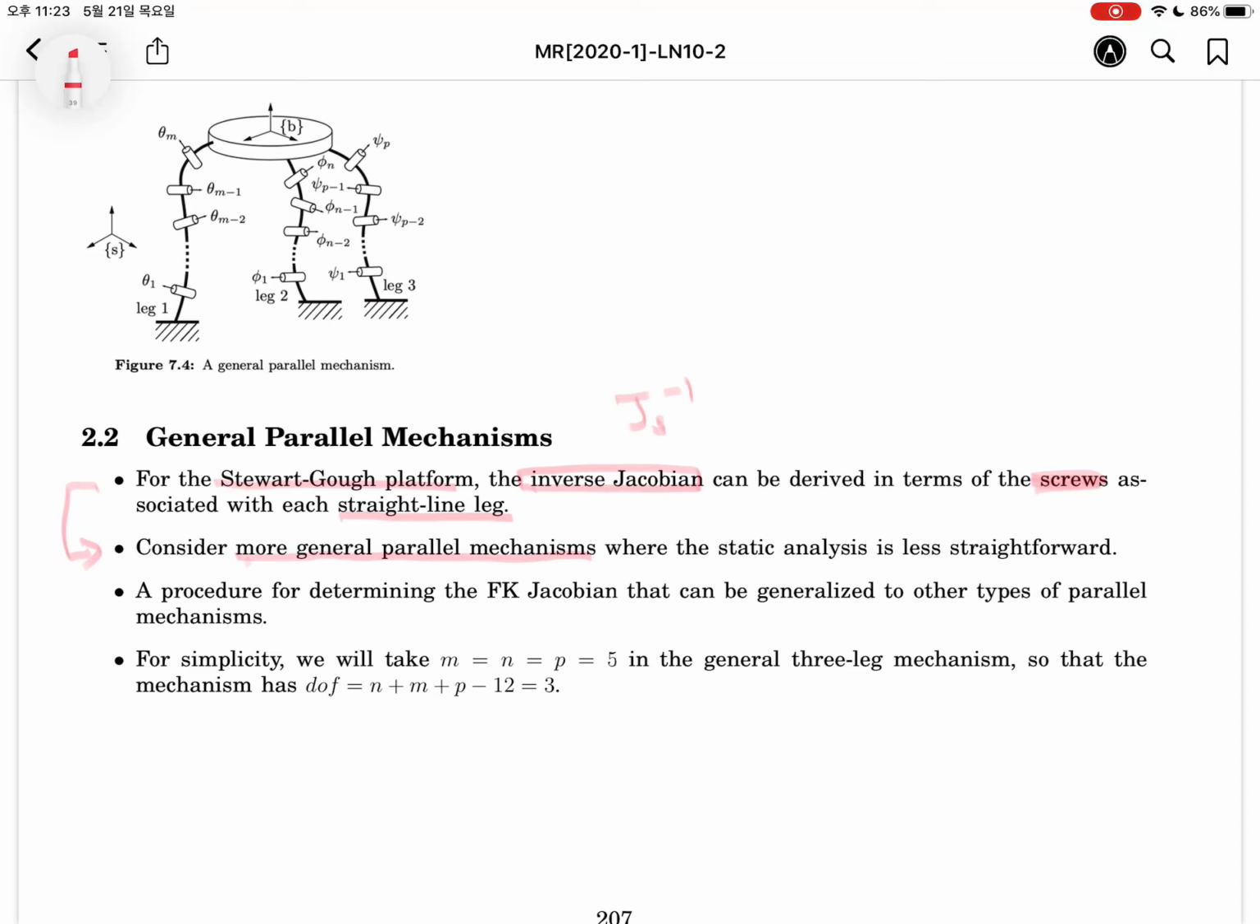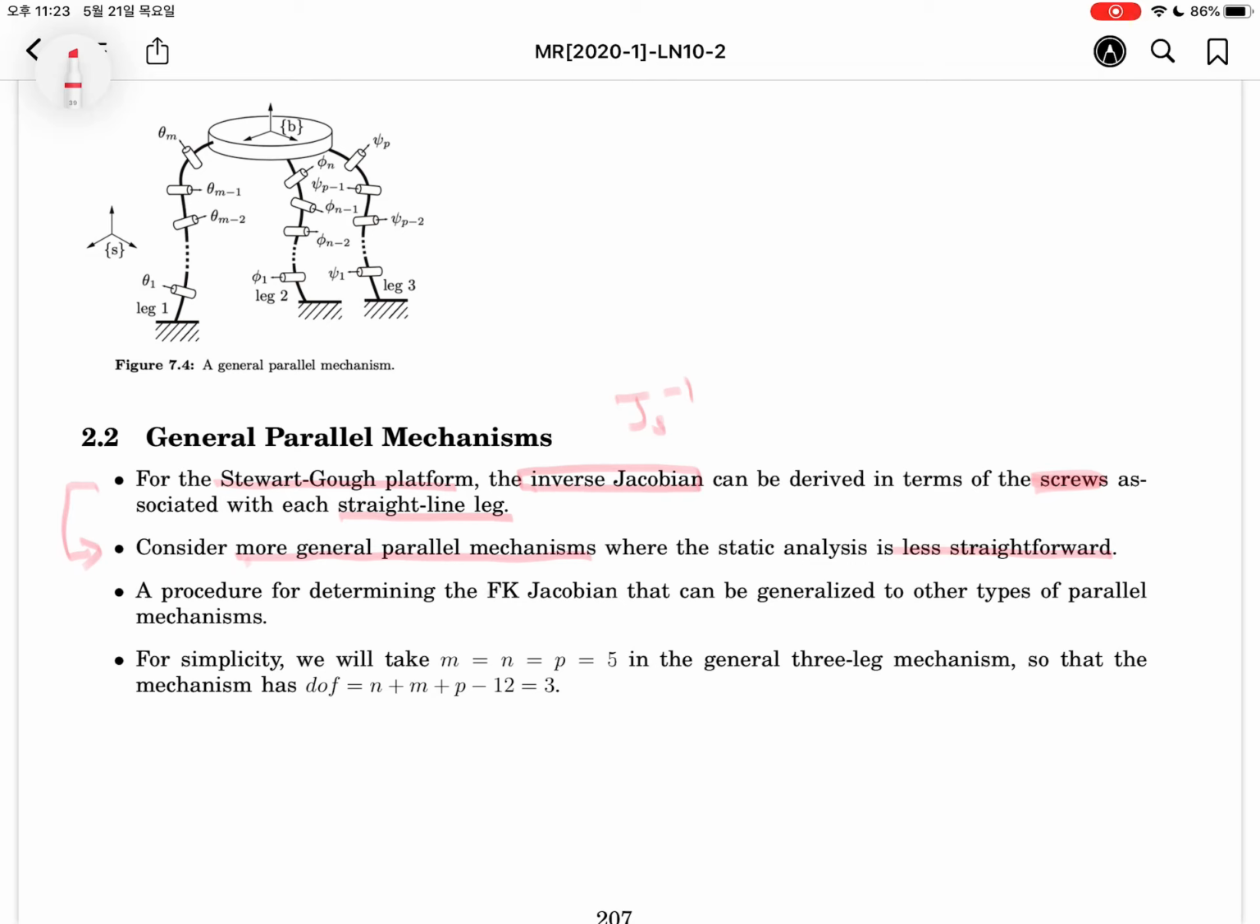Also, we want to apply the static analysis using the conservation of power principle, but it's not straightforward. It's less straightforward, so we cannot apply this kind of concept to the parallel mechanism. So we will introduce another concept to solve the pole kinematics of the parallel mechanism.